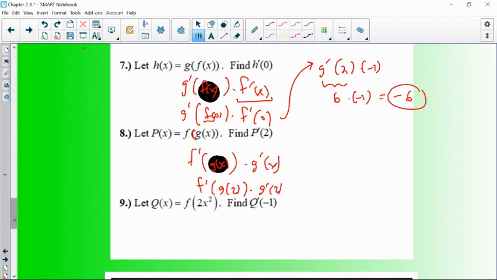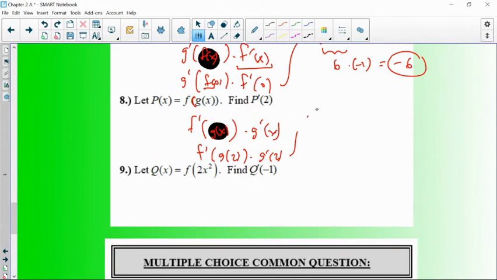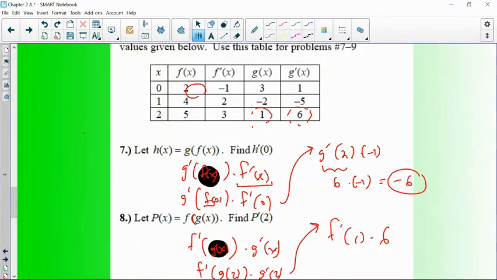And so then we go back up and look at 2. So g of 2 is 1. G prime of 2 is 6. So g of 2 is 1, so that's still embedded in f prime. G prime of 2 is 6. And then we go look, what was f prime of 1? F prime of 1 was 2.